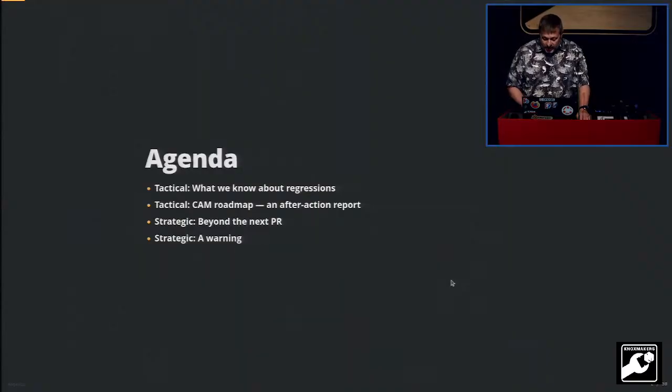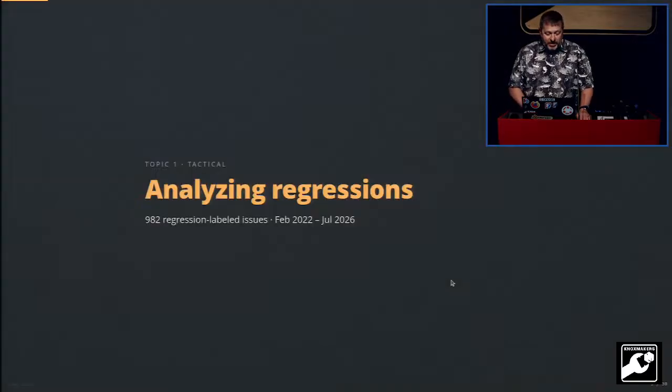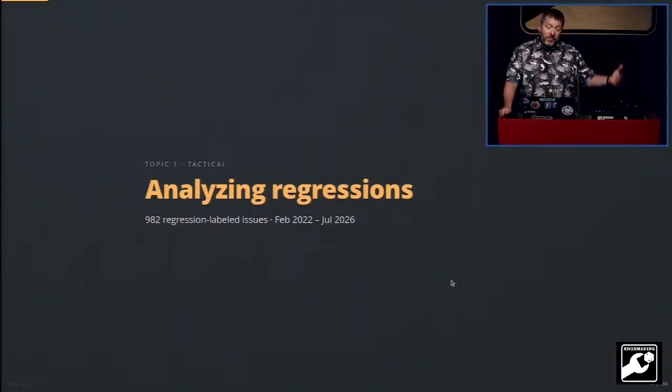So the first tactical item here is looking into regressions. I did a little data analysis on it because I was seeing that every Monday we do our merge meeting, and part of that we specifically look at the regressions that have happened. And I'm seeing that regressions are getting a lot of attention, but also the total number of regressions out there is steadily increasing. And I wanted to know, am I making that up or is that really happening?